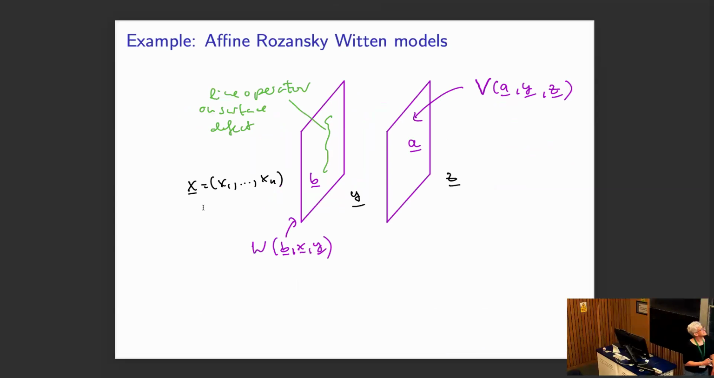Okay, so of course, the example that I want to study is of this type. Let's talk about this affine Rozansky-Witten model and what the corresponding category is. The objects are a list of variables. I use the notation, for example, n x variables, and we use the notation x underlined to refer to this bunch of x variables.